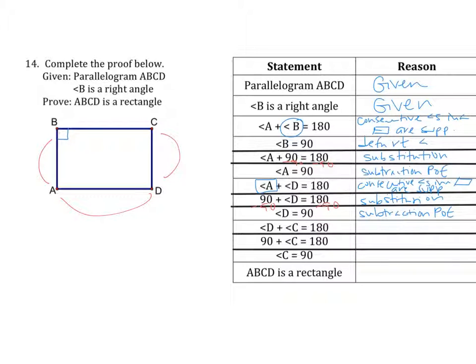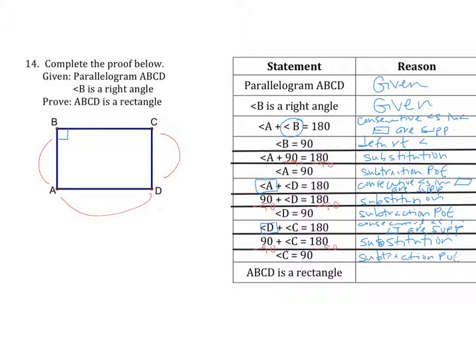These two angles are consecutive angles in a parallelogram, so we know that those two angles are supplementary. If I replace angle D with 90 degrees, I can say 90 plus angle C is equal to 180, and that's because of substitution. I can subtract 90 on both sides to get C alone, to get angle C is equal to 90 degrees. That's the subtraction property of equality.